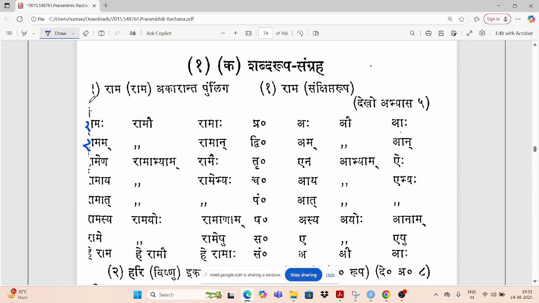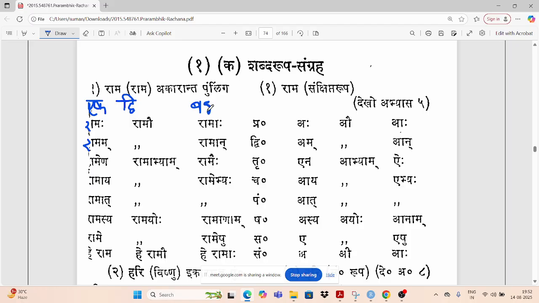So, let us look at this. I will keep filling it. This is Eka, the other is Dvi, and the third is Bahu. So Ekavachanam, Dvivachanam, and Bahuvachanam.